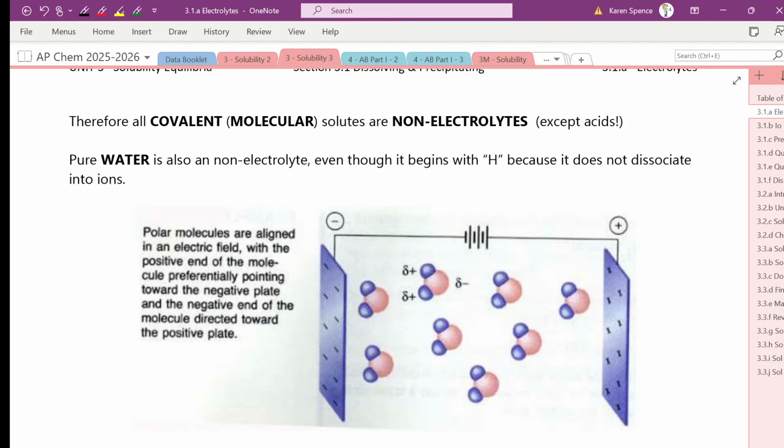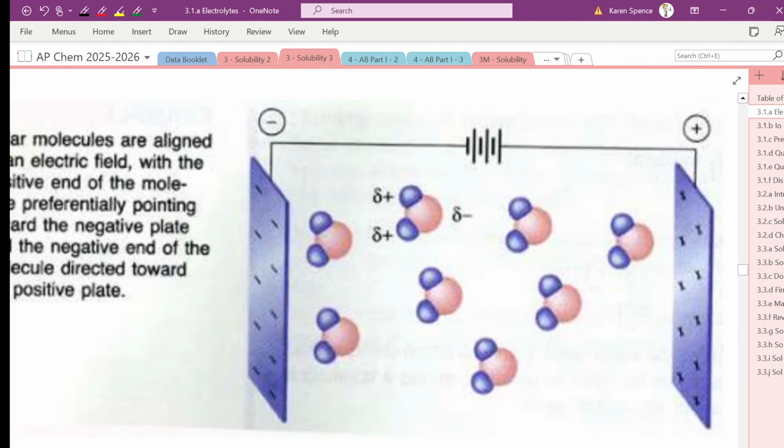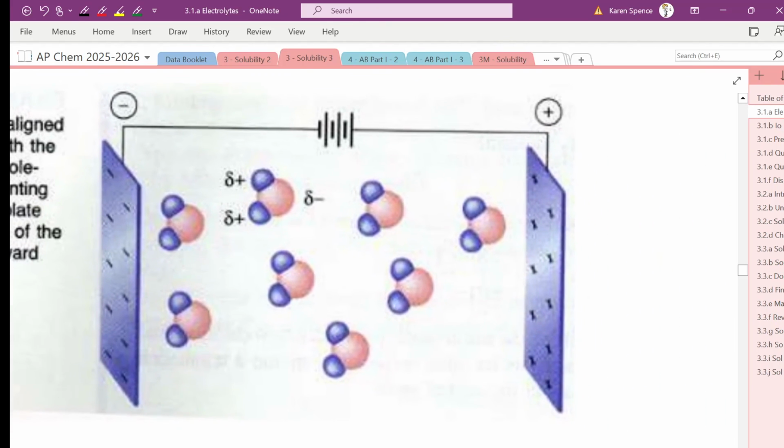All right, here we have some water, which is a polar molecule. And if we put a polar molecule into an electric field, and now these don't really look like plus signs, these are supposed to look like plus signs here. Okay, so we have a positive charged metal plate over here. We have a negative charged metal plate over on the other side. And we have polar molecules in between.